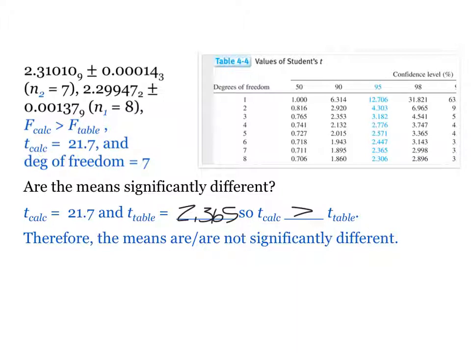We see that t-calc is greater than t-table, so what does that tell us about the means of the two data sets? Because t-calc is greater than t-table, we see that the means are significantly different.